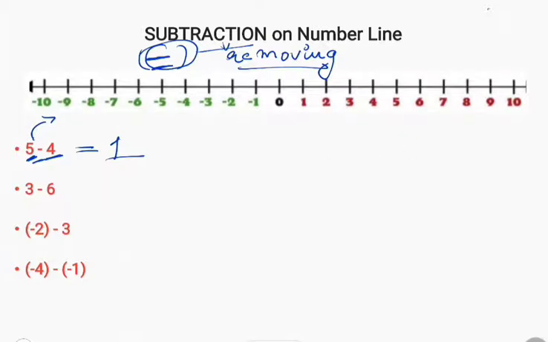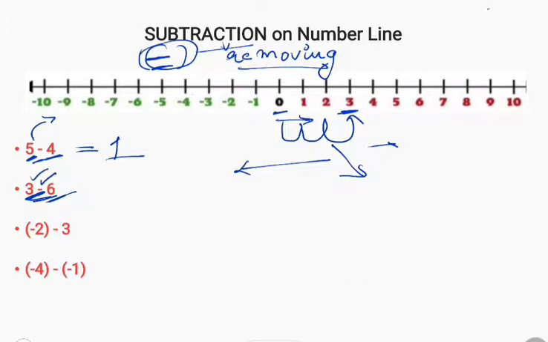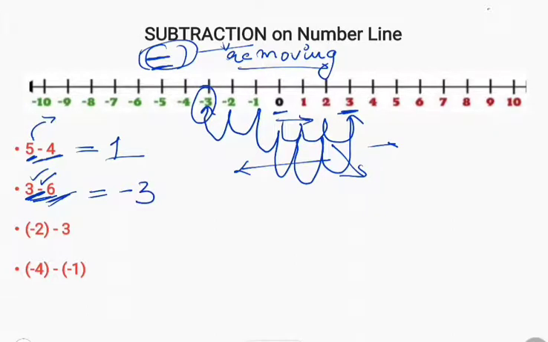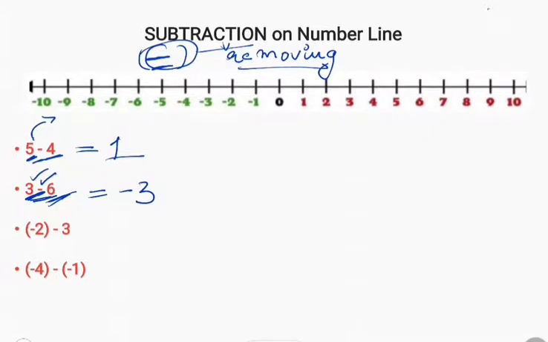Now let us see the next one. It is 3 minus 6. First we'll move 3 steps on the number line. Since nothing is given, we'll move on the right side. 1, 2, 3. Because there was no sign on the 3, it is treated as positive, so we reached 3. Now we have to subtract 6 from it, so we have to remove 6 steps, or we can say we move on the left side. 1, 2, 3, 4, 5, 6. After moving 6 steps on the left side, that is removing 6 from 3, we reached minus 3. So the answer is minus 3.